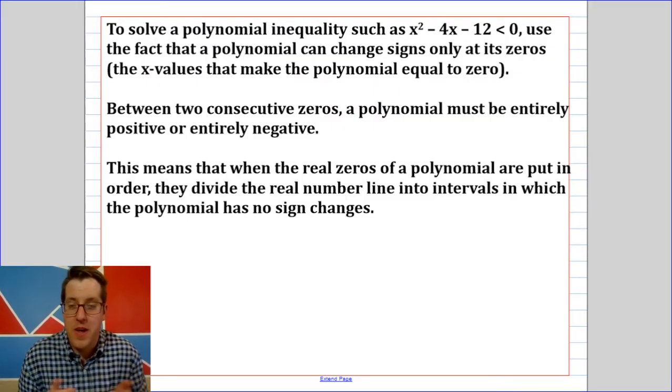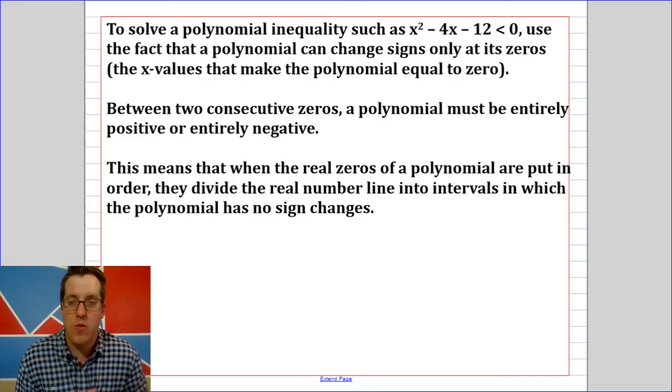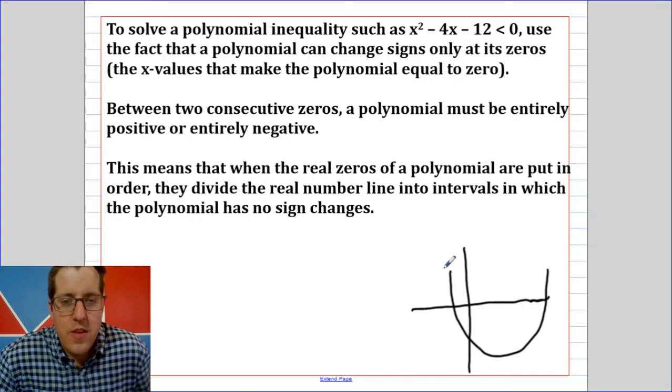So here's what you might say about this if you were a mathematics textbook. To solve a polynomial inequality, use the fact that a polynomial can only change signs at its zeros. Between two consecutive zeros, a polynomial must be entirely positive or entirely negative. This means that when the real zeros of a polynomial are put in order, they divide the number line into intervals in which the polynomial has no sign changes. So what this is saying is that this polynomial can only change signs at its zeros, which means if we're positive over here and negative over here, we can't be positive again until we've passed a 0.